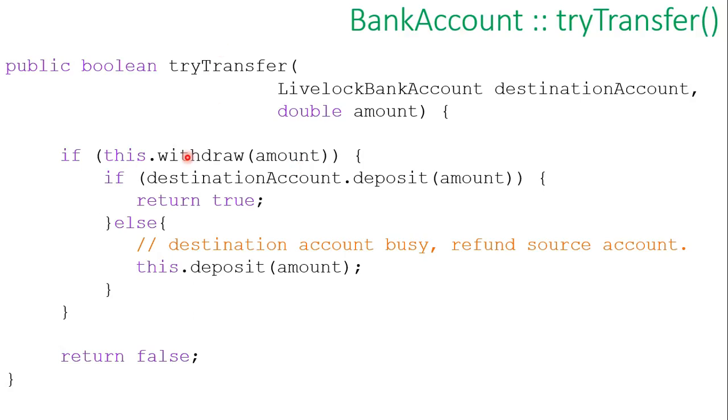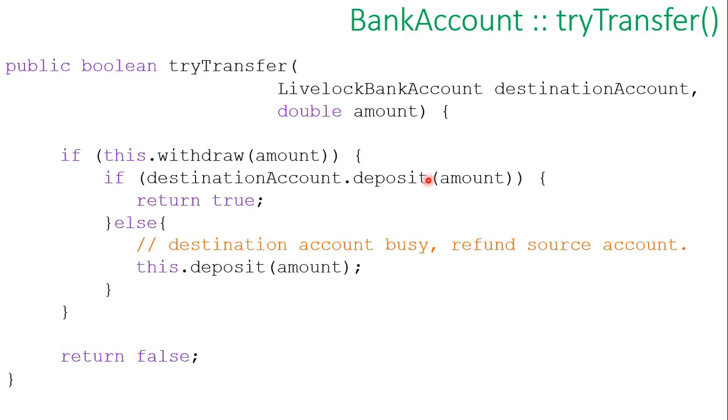So we call des.withdraw amount. If withdraw returns false, which means I was not able to withdraw money, then I return false. I'm not able to do the transfer. If it returns true, then I try to acquire the second lock I need, okay? And I do that by calling deposit on the destination account with the amount value.